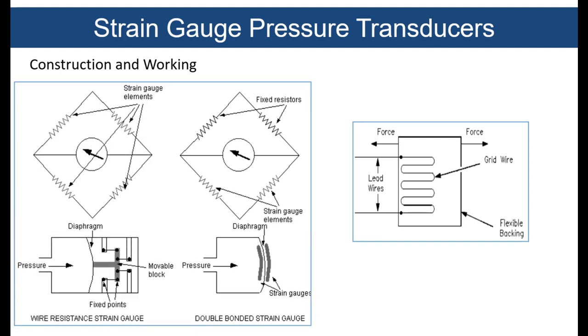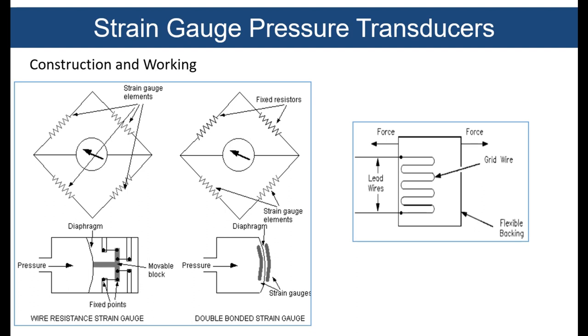Strain gauge pressure transducers, in that we're going to see the construction and working mechanism. In the first block of the diagram, we can see two images. The very first image is the wire resistance strain gauge, and the second image is the double bonded strain gauge. If we compare these two images, we can see some changes. Both are strain gauges, but they have their specific working mechanism and property of reading, which is used for measuring the strain change, which gives you the pressure measurement.